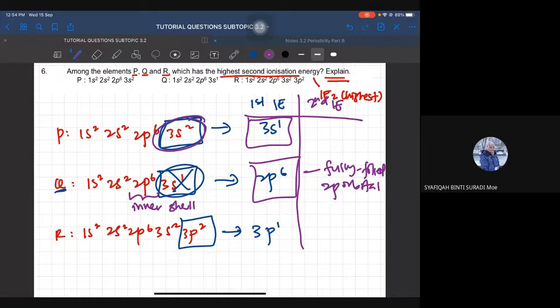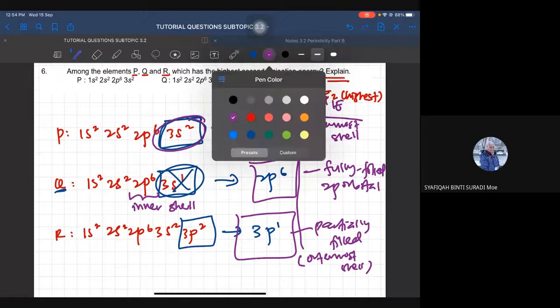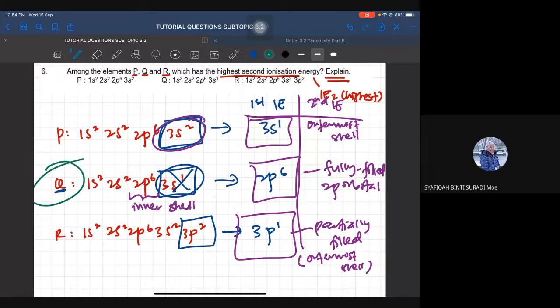Okay. And then last one kita nak remove from 3p1. Okay, dia adalah partially filled. Dan juga dia masih dalam outermost shell. Sama dengan ni, dia masih dalam outermost shell. So, my question, in your opinion, which has the highest second ionization energy? Which one? P, Q or R? Q. Q. Q, very good. So you answer Q. So Q has the highest IE.